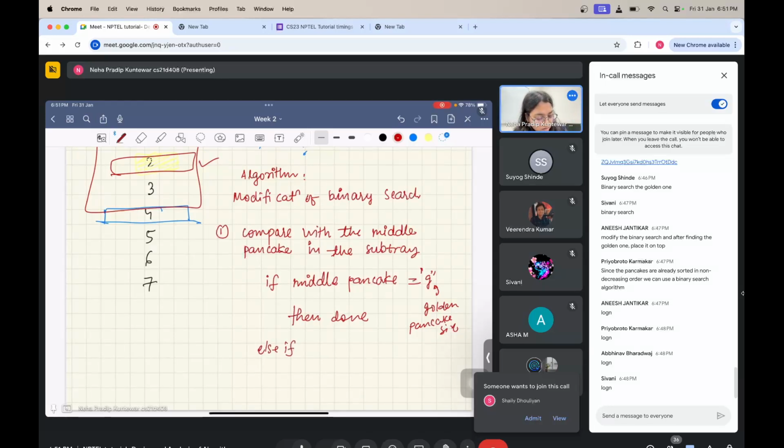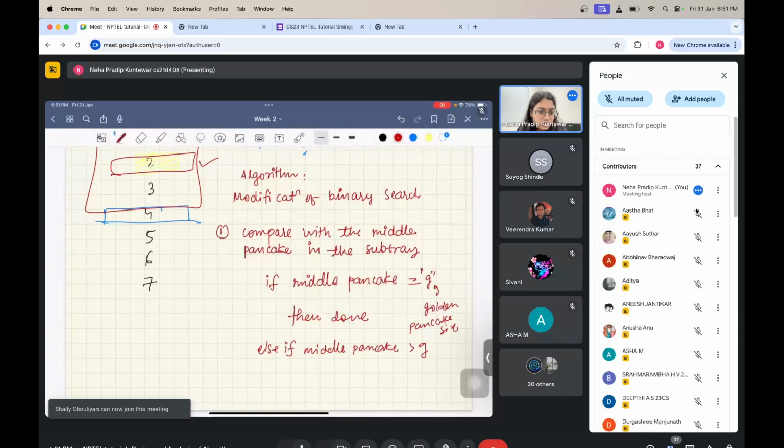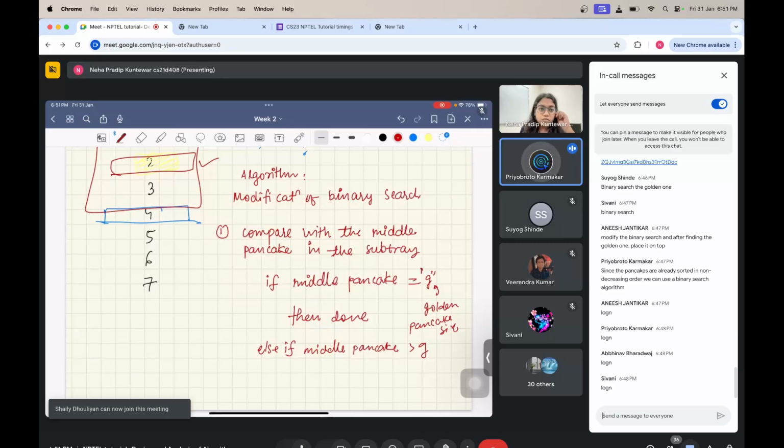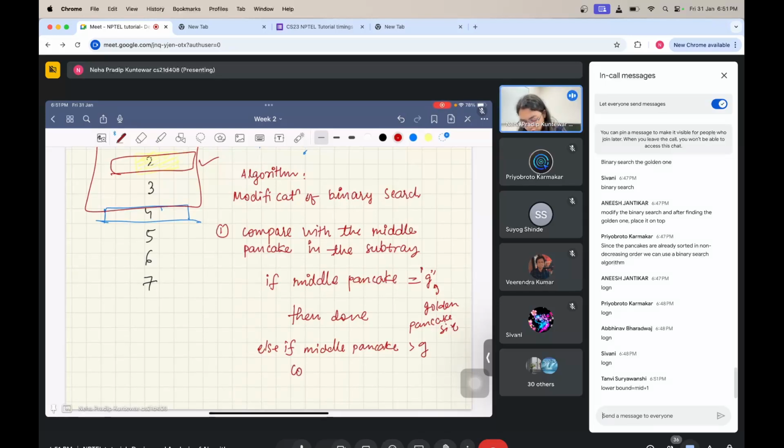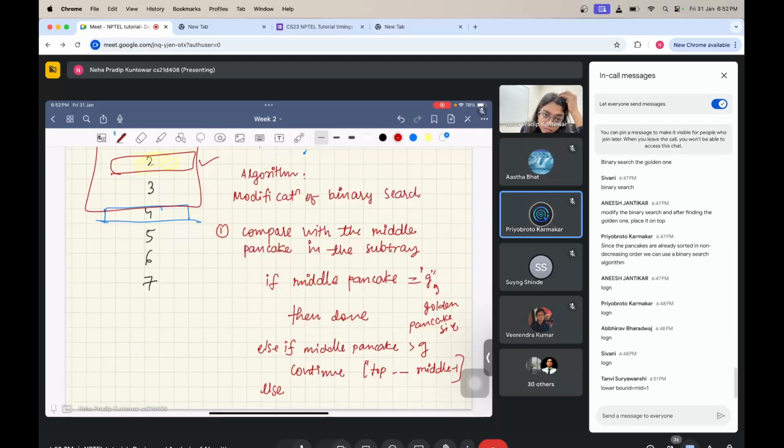So else if it's larger, then what do you do? We put the end before middle. Yeah, you continue from top to middle minus 1. That's your subproblem now. And else what do you do? Bottom to middle plus 1. Yeah, you continue from middle plus 1 to end, whatever that is.